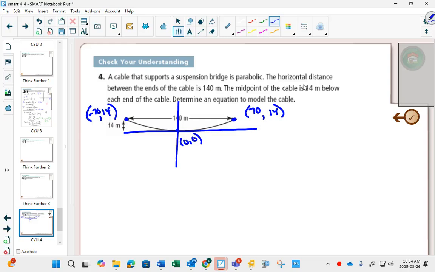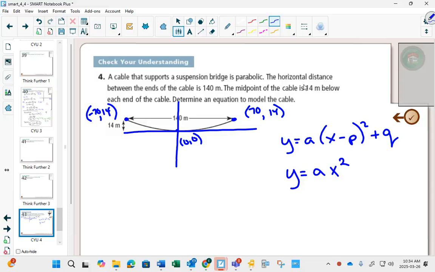But if I put my vertex there, and I think about the standard form of the equation, what can I plug in already? I can plug in P, and I can plug in Q. They'll both be zeros. If I plug both those zeros in, do you see that you only get ax squared after plugging in both those zeros? How do we find A?